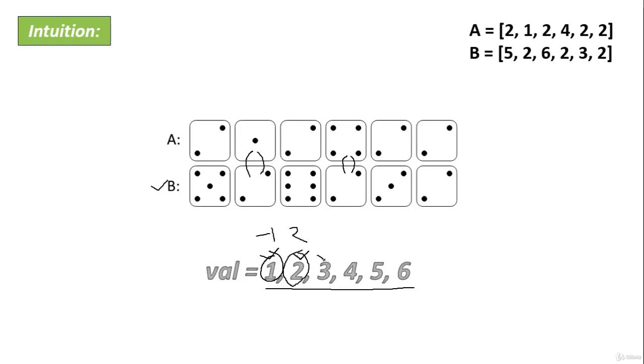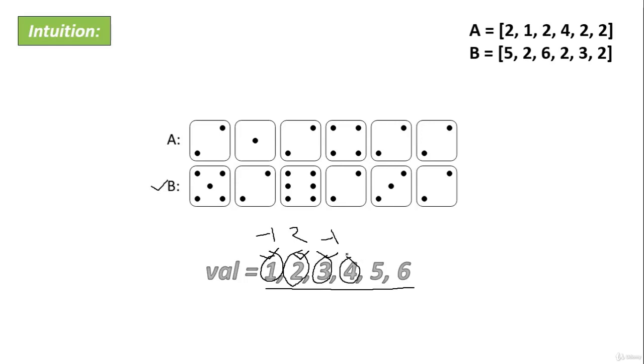Now we have value 3. For value 3, what we're going to do is find out the minimum rotation between array A and B such that array A contains all the value 3 and array B contains all the value 3. And there is no such rotation we can make to array A and array B, so we have to return -1 for 3.